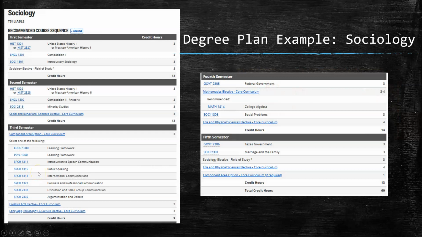So here on the page, we have an example of just one of the many degree plans at STC. This happens to be a degree plan for sociology. Now, when you go to find your degree plan for whatever major is yours, you will see a similar layout of the required and the options for classes and the recommendations for the semester or when you take those classes.